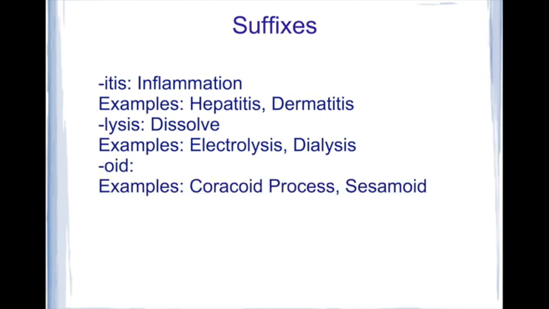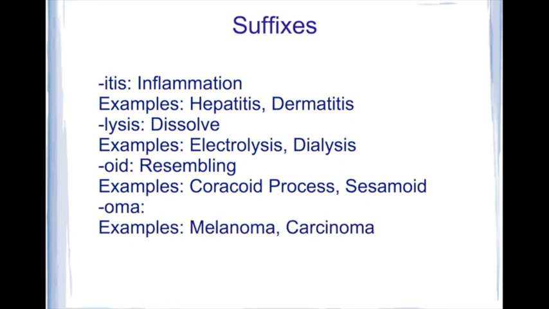Oid. Now, I talked a lot about this one too, like coracoid. Remember, cora means crow-like. Sesamoid, like a sesamoid bone, like the patella or the pisiform. Those are sesamoid bones. Oid means resembling, okay? So coracoid means resembling a crow's beak, crow-like. Sesamoid means resembling a sesame seed because the patella and the pisiform look like sesame seeds.